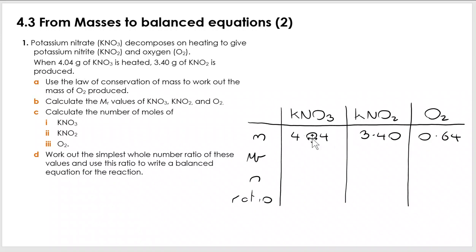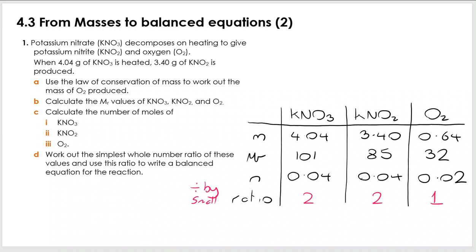So I was told 4.04 grams of KNO3, I was told 3.4 grams of KNO2. So by using the law of conservation of mass, that means 0.64 grams of oxygen. I can now go through and work out the MRs. The MRs are 101, 85 and 32 respectively. And if I do a mole calculation for each of those, they now come to 0.04, 0.04 and 0.02. That's a 2 to 2 to 1 ratio. And that means that the equation is 2 KNO3 goes on to 2 KNO2 and 1 O2.